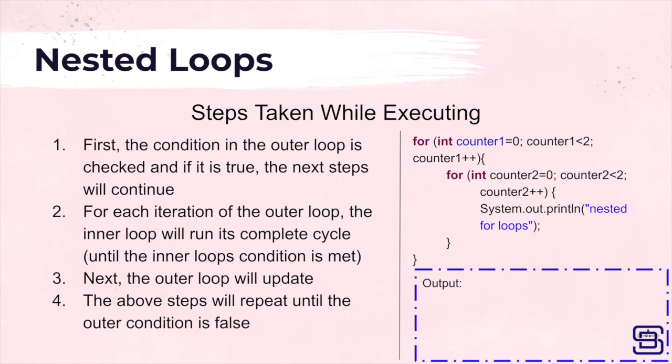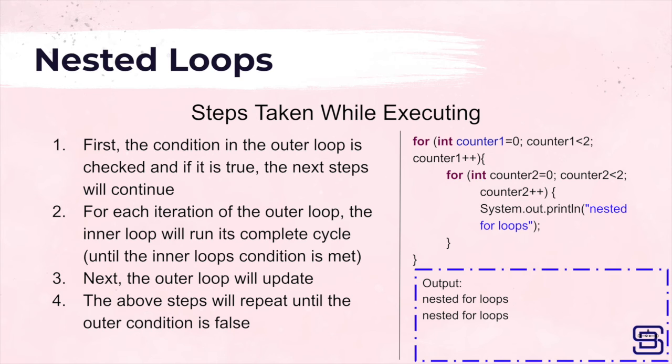First, the condition of the outer loop is checked, and if it is true, the next steps will follow. In this example, since counter 1 starts at 0, and 0 is less than 2, the inner loop will execute. And counter 2 starts at 0, and since 0 is less than 2, "nested for loops" will print 1 time. Then, counter 2 will update to 1, and since 1 is also less than 2, "nested for loops" will print another time. Counter 2 then updates to 2, and since 2 is not less than 2, the inside loop will finish and the outside loop will update. So counter 1 will become 1.